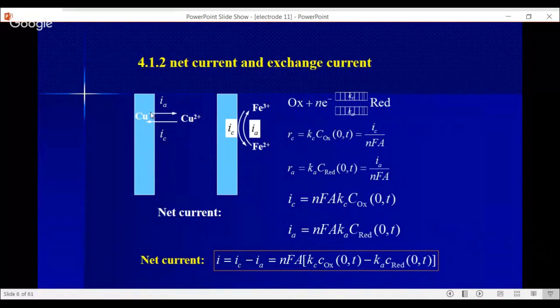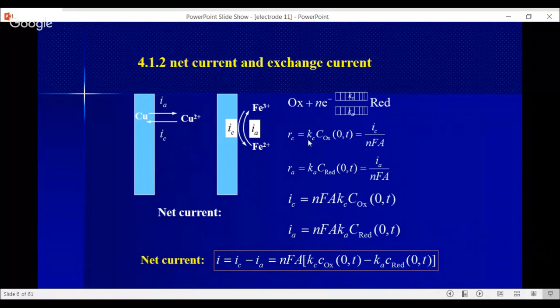So what we are looking at is copper dissolving as copper 2 plus ion, or copper 2 plus ion getting deposited as copper. Okay. The same way, if I were to look at the other species, Fe2 plus going to Fe3 plus, or Fe3 plus going to Fe2 plus. So these are the two different things. So now what we are measuring is the net current. That is what we are measuring. Oxidized species plus electron gives rise to reduced species. So therefore, the cathodic current, anodic current.